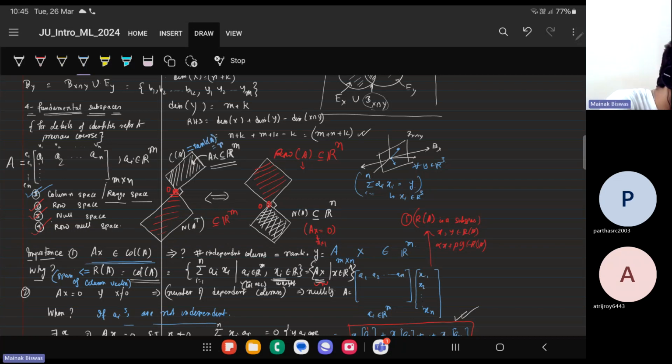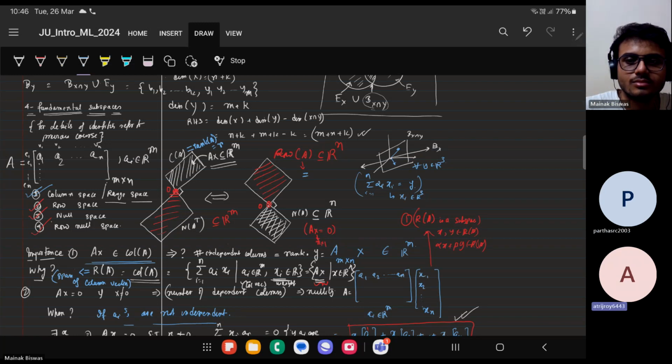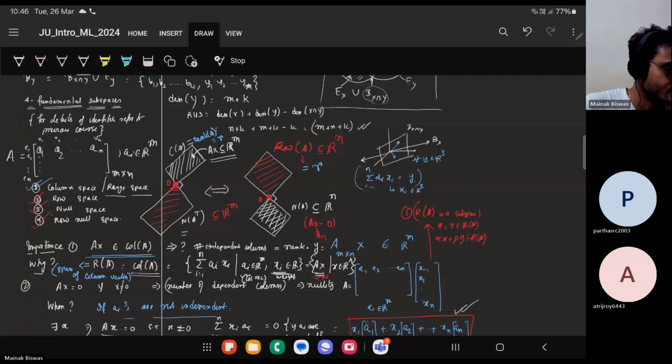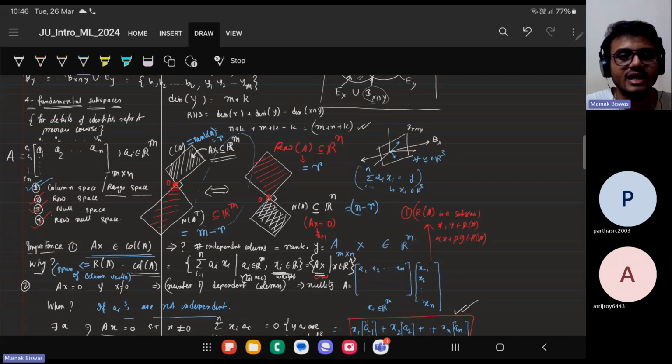So what is the dimension of the row space? We also saw that. Also rank, equal to R. So what will be the dimension of the null space of A transpose? Number of columns minus rank of A. No, M minus R. Yes, because both of these are subspaces of Rm and they are spanning the entire space.